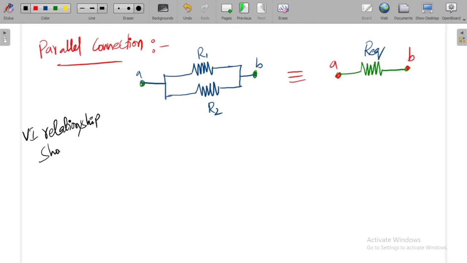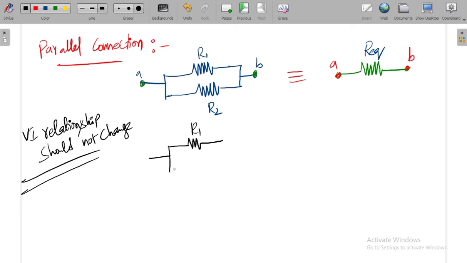The VI relationship should not change when I am replacing the parallel combination of resistors with a single resistor. If we keep this in our mind, then we can get the equivalent resistance value.